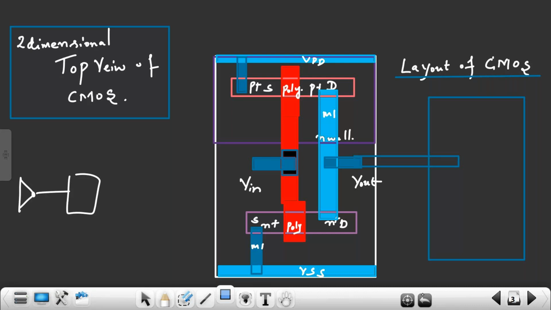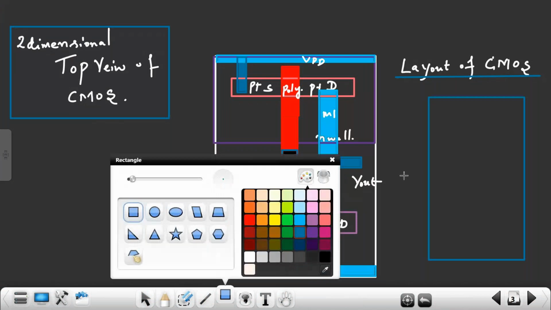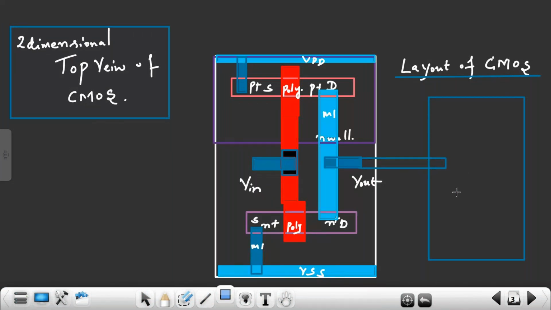So the Foundry can understand only a GDS file. In the GDS file we only have the layout of cells and their connections. We don't have any other thing. This is what the Foundry understands. That is what I started. Foundry will understand only GDS information. So it is the role of the physical design team to generate the layout and the connection between cells. That is the role of the physical design team.